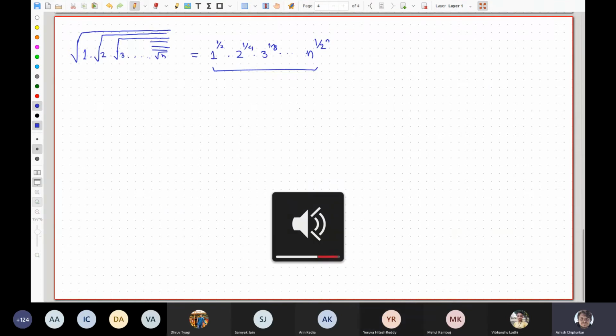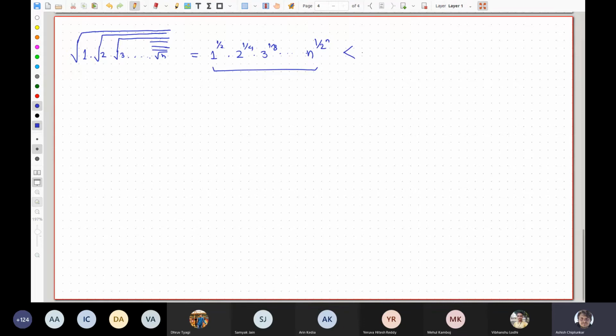All right. So the claim seems to be that this is certainly less than 2. So the claim seems to be that this does not go to infinity, and in fact it is less than 2, and this is what we are going to prove now. Okay, so let me just make it into a claim.